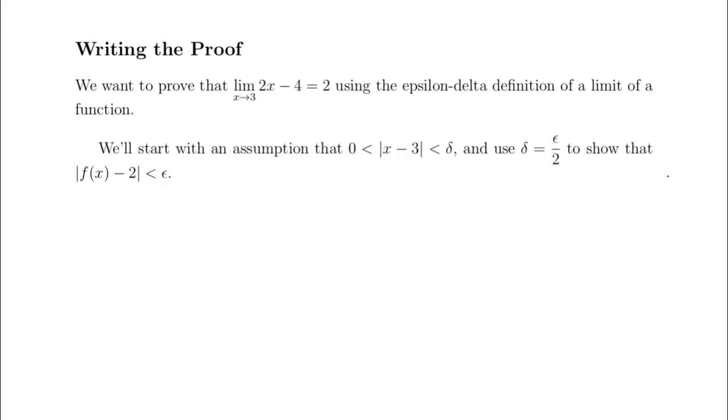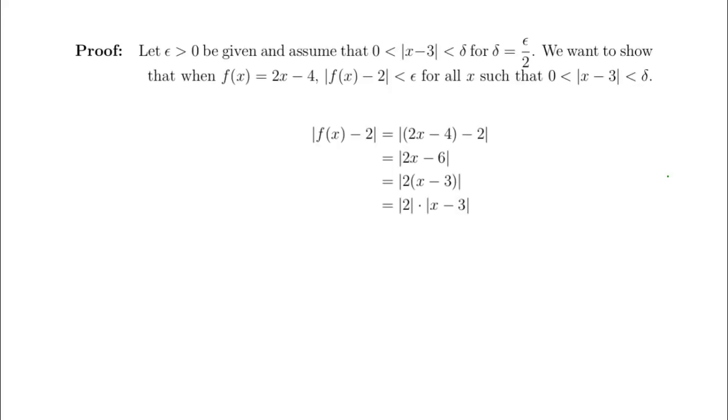So let's work on the proof. We're going to start with the assumption that we have these x values that are within a delta distance of 3, right? And we're going to use delta equal to epsilon over 2 to show that our y values are within this epsilon distance of 2. So here's the proof. Let epsilon greater than 0 be given and assume that 0 is less than the absolute value of x minus 3 is less than delta for delta equals epsilon over 2. This is what I mean by this proof is kind of plug and play. Whatever you find for the relationship between delta and epsilon, you'll just plug in here.